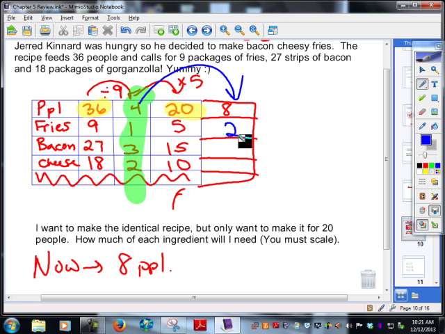I need 6 of bacon for 8 people. I need 4 bags of cheese for 8 people. Does that make a little bit more sense now? Do we feel better about scaling and tables and those things now? Good.